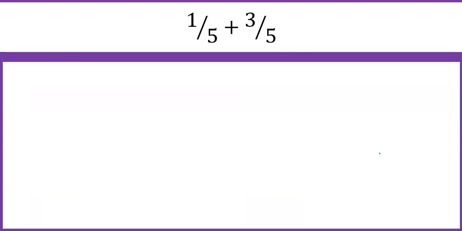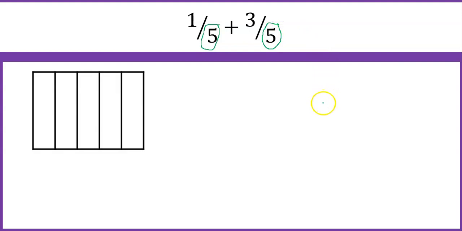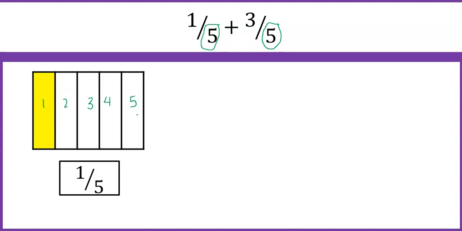So 1/5 plus 3/5. What do we notice to begin with? Can we even add these fractions together? Yes, we can, because they have the same denominator, or the same bottom number. Because of that, we can add these together. So I'm going to start off, and remember, my fractions make up a whole, and my denominator tells me how many parts are in the whole. So I have a box that I've broken down into 5 sections. 1, 5. Okay, so 1/5 is represented with one of those being colored in.